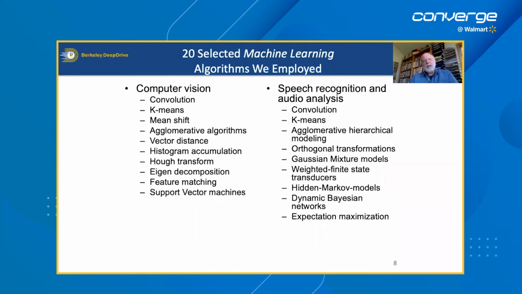And more broadly, we worked across a number of problems in computer vision. We orchestrated quite a number of individual machine learning algorithms here. I list those here, such as convolution, k-means, mean shift, and so forth. And we also worked on speech recognition and audio analysis, again using approaches like k-means, Gaussian mixture models, and other machine learning methods.